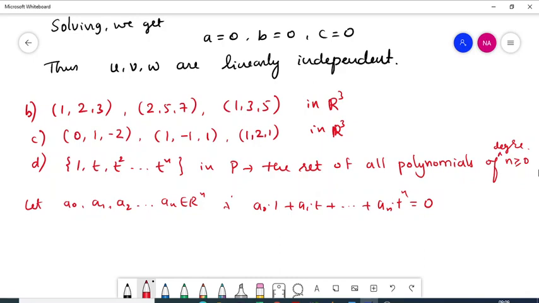With this, let us wind up the discussion on linearly dependent and independent vectors. So next we will start with bases and dimensions.